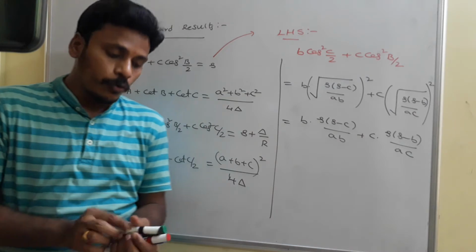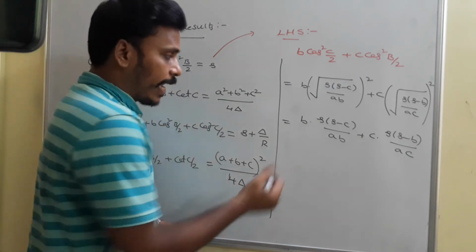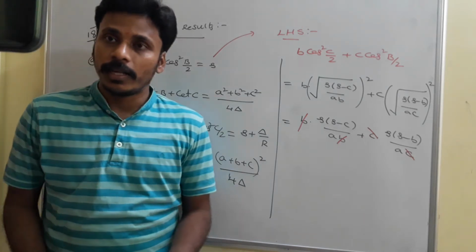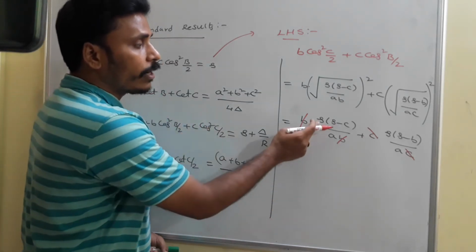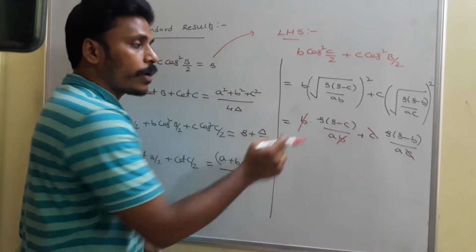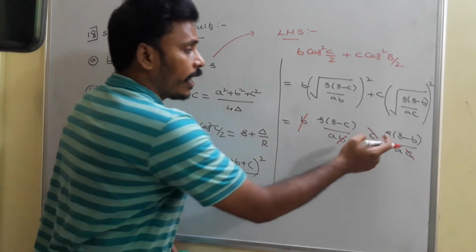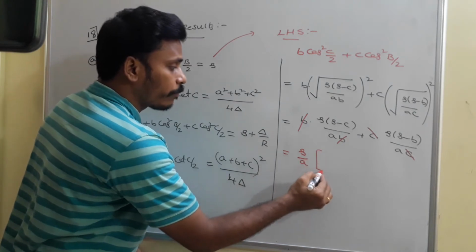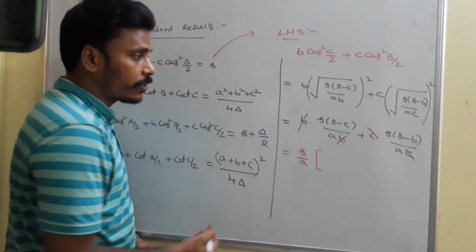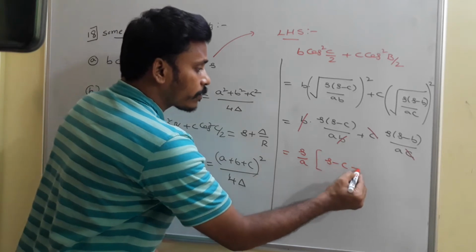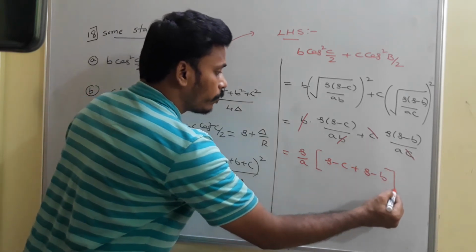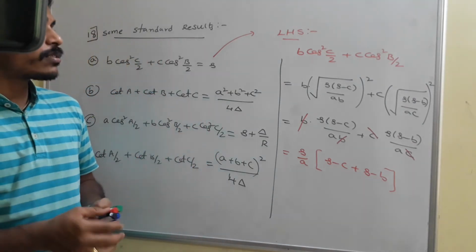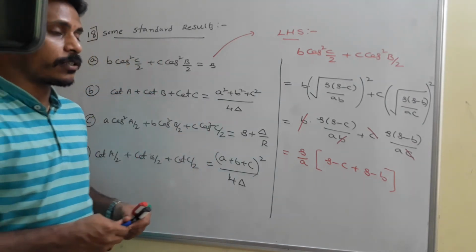And then if you look there, b gets cancelled as well as c gets cancelled. Then you are left with s into (s minus c) by a as well as s into (s minus b) by a, and then you just pick out s minus a. If you take out that s minus a in common, in the bracket you will get (s minus c) plus (s minus b). And what is its simplification?